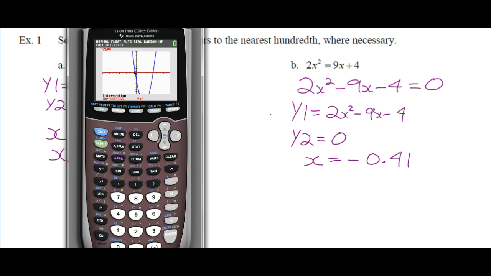So that's our first one. Okay. Now what I like about this is I don't have to worry about left bound, right bound. So now I'm going to do it again.